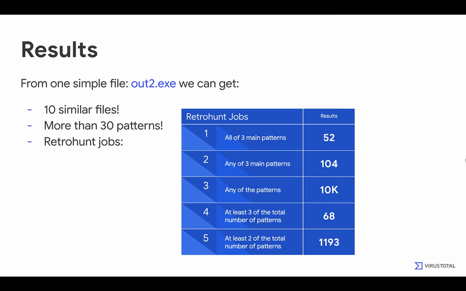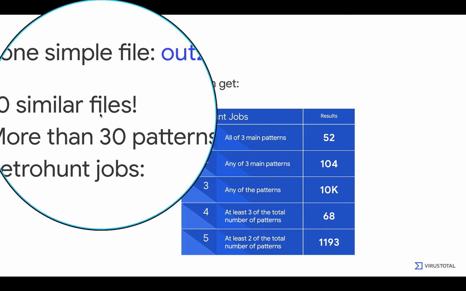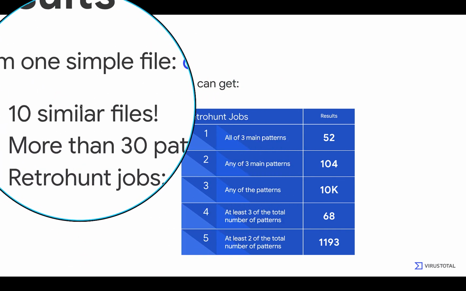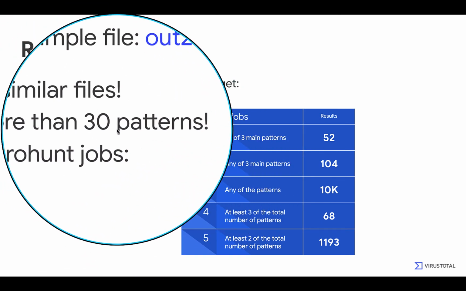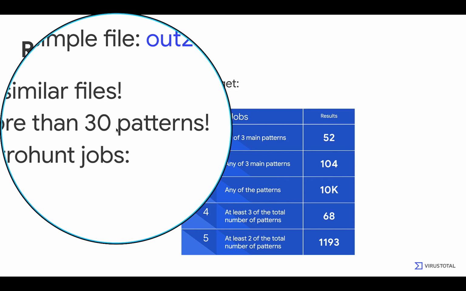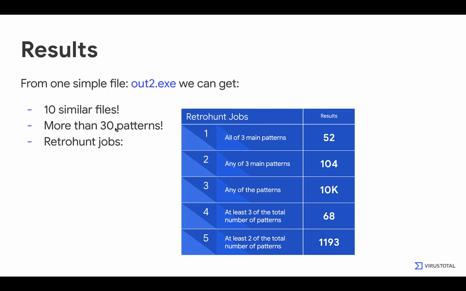The results that we have here are from one simple file that our company got and got infected with, out2.x. We got up to 10 similar files and more than 30 different patterns that were common to those 10 files. What are the results based on our Retrohunt jobs that we did before the demo?